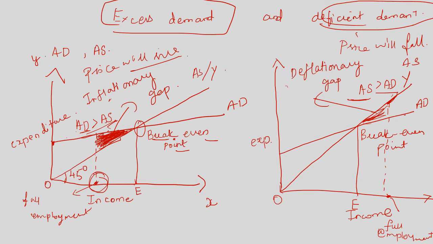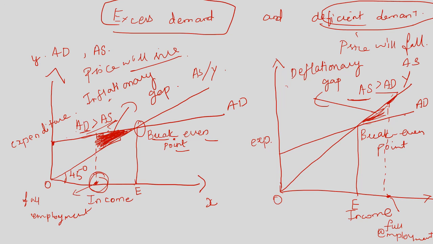If you understand the diagram, you can write automatically. So what is inflationary? Demand is greater than supply, and that is at the full employment level. At the full employment level, that is a key word I am telling you. Aggregate demand is greater than aggregate supply at full employment level. It is called excess demand. The gap represents the inflationary gap. Here price will rise. This is the answer for the question. Like that for deficient demand also. This is excess demand and this is deficient demand.